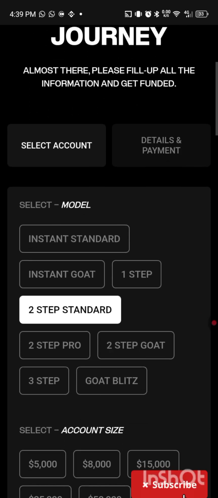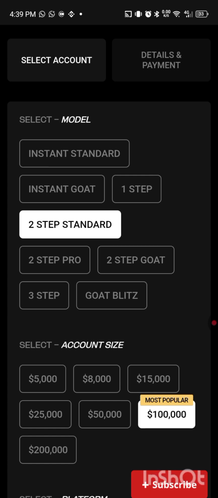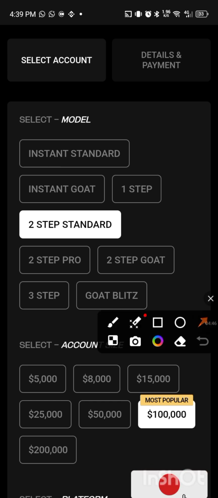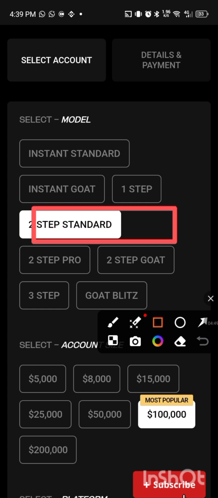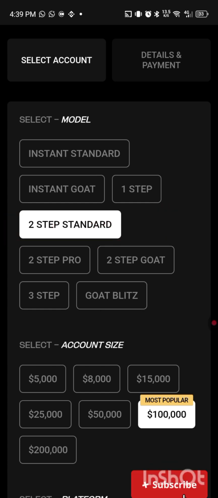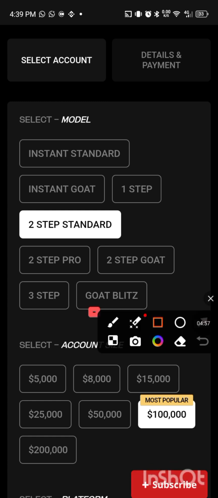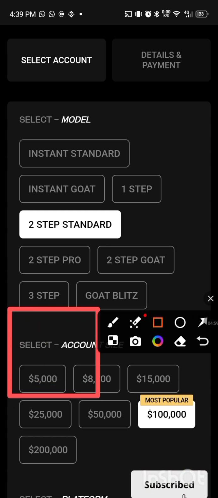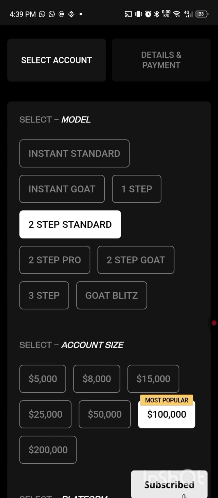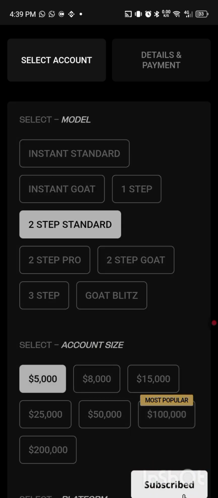On the challenge phase, we have the select model. We have the instant standard, instant goat, one step, two-step standard, and all like that. But in this, we are going to be choosing two-step standard. That is what I'm going to walk you through right now. This is the two-step standard, and I want to buy the $5,000 package. So I'm going to be clicking on the $5,000 package. That is the second step.